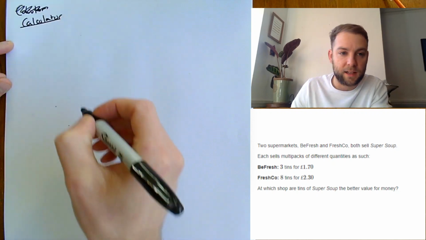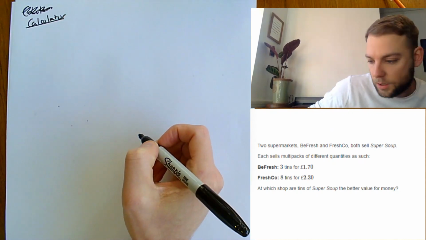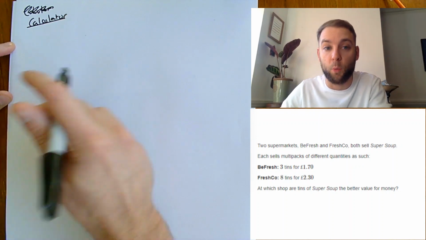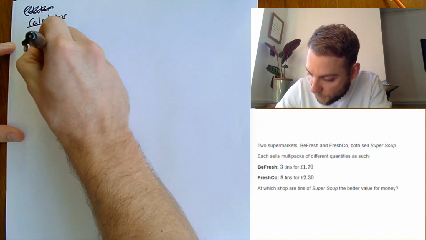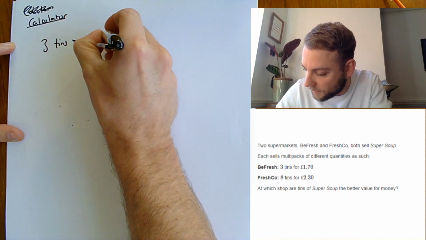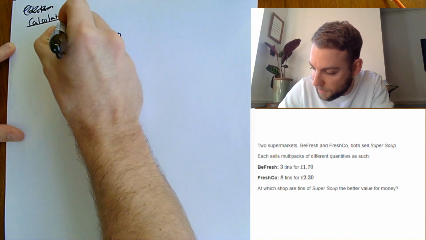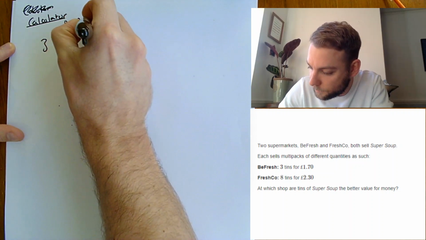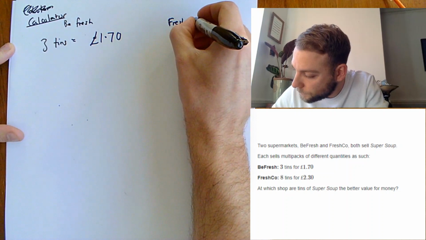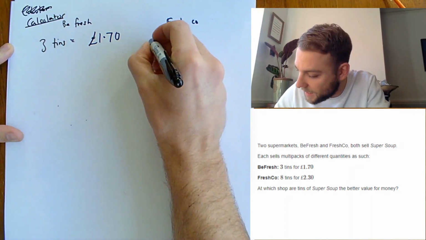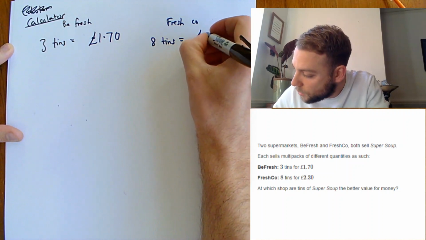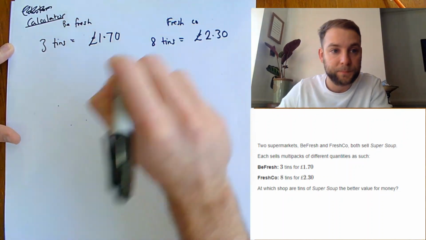With the calculator way, the simplest way is to find out how much 1 tin will cost of each of these. So 3 tins is equal to £1.70 over here. That's Be Fresh. And we've got Fresh & Co, which in this case is 8 tins, which is equal to £2.30.